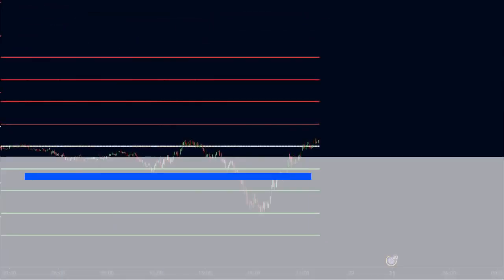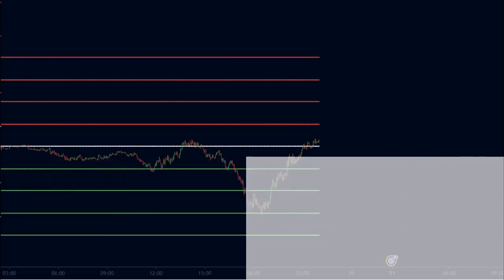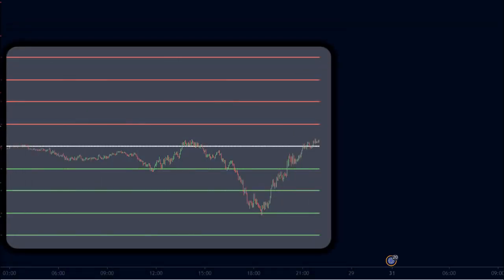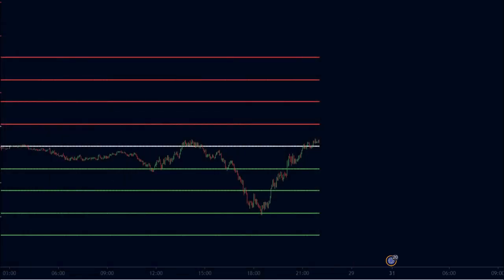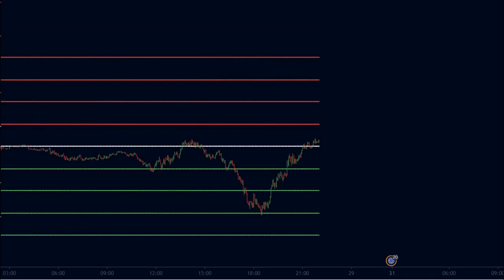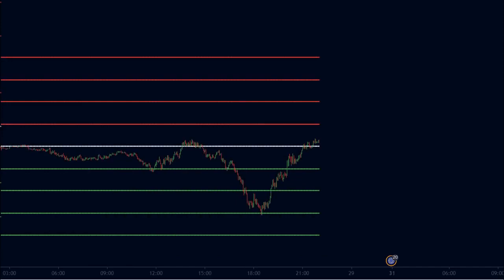By definition, pivot points are price levels that are calculated based on the price action of the previous day. This is how the pivot points look on the chart. All these 11 lines are called pivot points. The central line, which is this white line, is called the central pivot. The 5 red lines above it are called the resistance lines. They are labeled as R1, R2, R3, R4. Similarly, these green lines below the central pivot are called support lines. They also have their individual names: S1, S2, S3, S4.